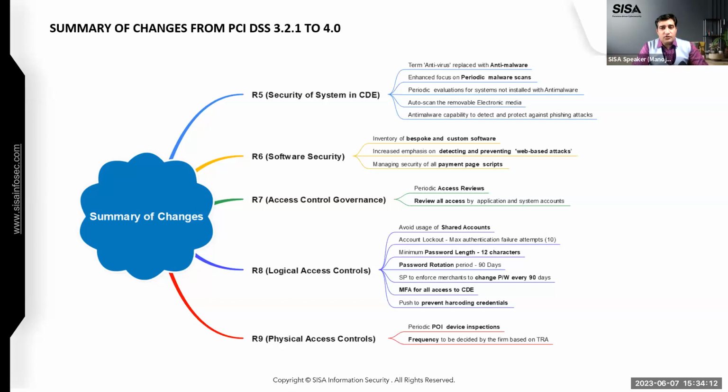Then enhanced focus on periodic malware scans. Now, this is up to the company how frequently they want to schedule these scans. It can be weekly, it can be every 15 days. This has been left to the company who is going to implement the controls. But yes, you need to formally perform a targeted risk assessment to do that. Then periodic evaluation of systems not installed with antivirus. There might be some systems which do not have antivirus solutions because you don't think it is required.